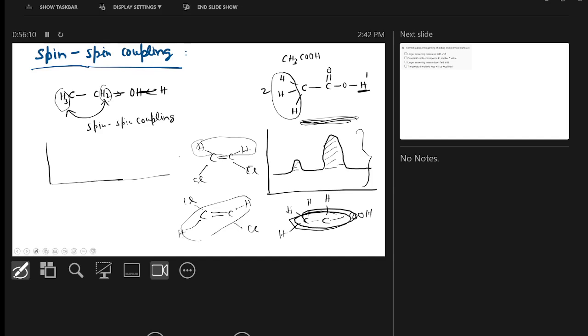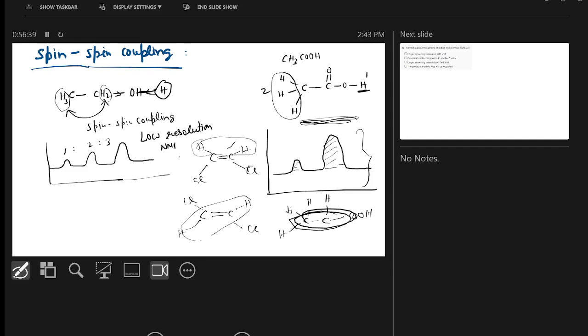First, this is less shielded, so it will come at lower frequency. So 1, 2, and this is 3. So 1 is 1, 2 is 2, 3 is 3. Okay. This one we get in low resolution NMR.